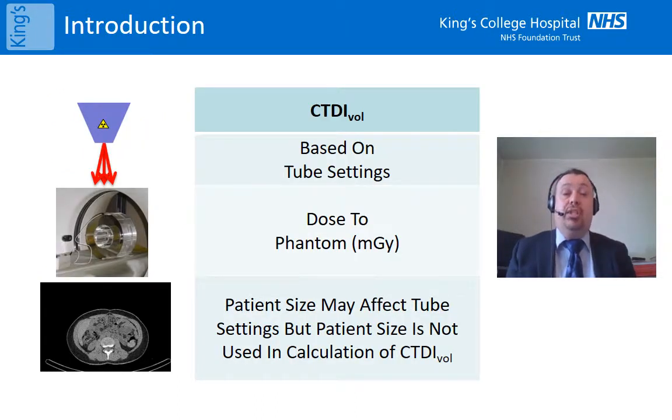Two values are used in CT to describe the radiation dose: the CT dose index, CTDI, and the dose length product, DLP. The CTDI is the average radiation dose imparted to a standard 100mm pencil chamber dosimeter in milligrays, when this is measured in a phantom, which typically for a body would be 32 centimeters in diameter. It should be noted that this dose is not based on the size of the patient, but is based on the tube settings.